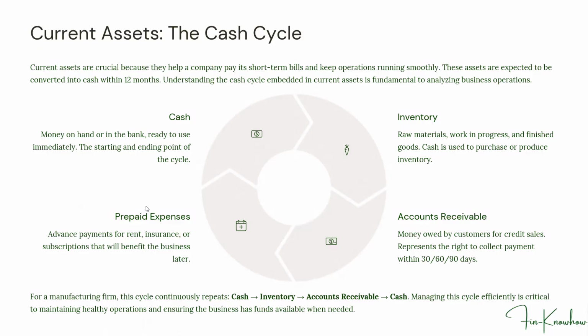So these are typically the most common types of current assets you see. And yes, there could be other kinds of current assets too in particular companies, but broadly speaking, this would be the four that are most commonly observed.